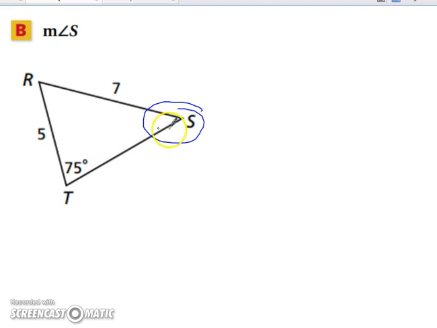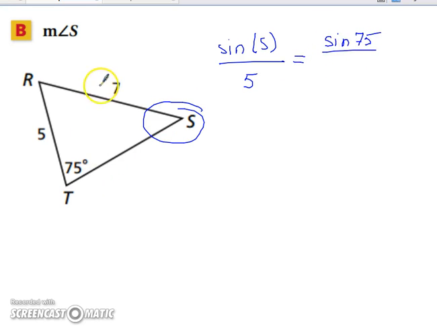So, once again, play with things that are opposite. So, opposite side, opposite angles. So we want the sine of angle S here. And the side opposite our angle S is 5 equals, and then we have the sine of 75, and the side opposite of that would be 7. So we can cross multiply. So we have 5 times the sine of 75, which is 4.8. And then we have 7 times the sine of S.